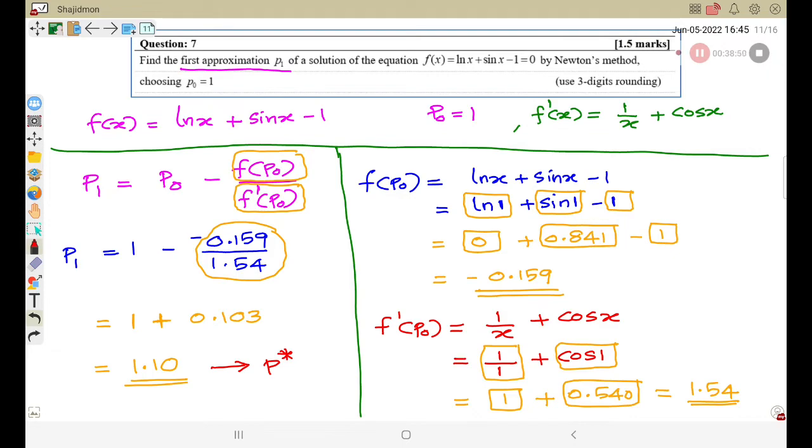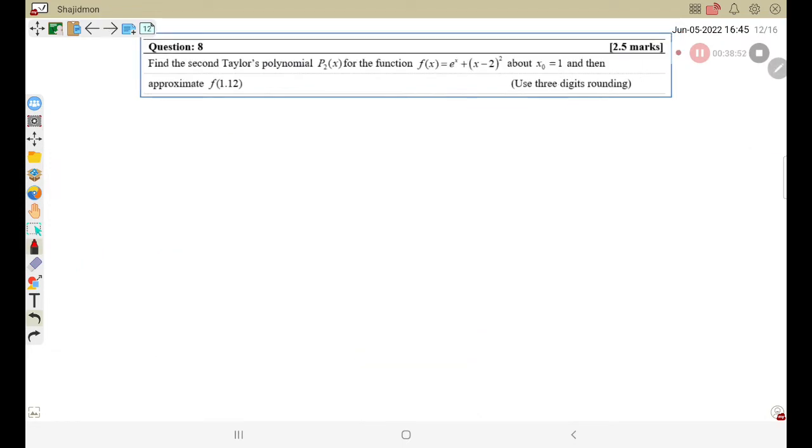Okay, I hope you understood how to calculate. Now we will go to the 8th question. Find the Taylor polynomial P2 of x for the function e power x plus x minus 2 whole power 2 about x not equal to 1, then approximate f value at 1.12.